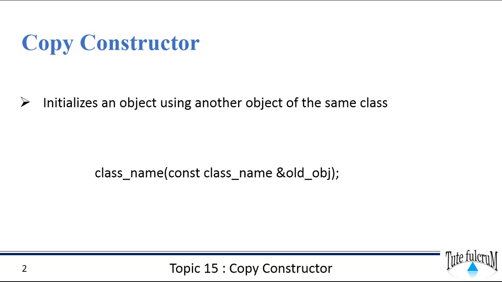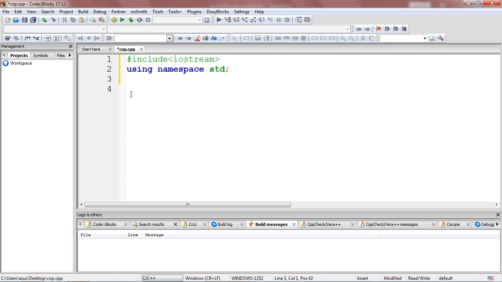But if you look at the argument of a copy constructor, the argument always has to be a constant reference object, because we are going to create a new object making use of an existing object. So the argument to a copy constructor must be a constant reference object. By this you differentiate a copy constructor from a parameterized constructor. If the argument is a reference object, you can be sure that it's a copy constructor. Let's take an example and understand this in detail.